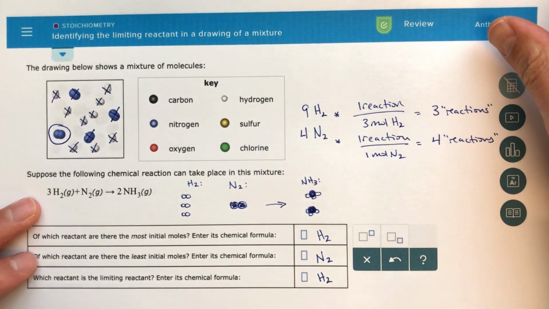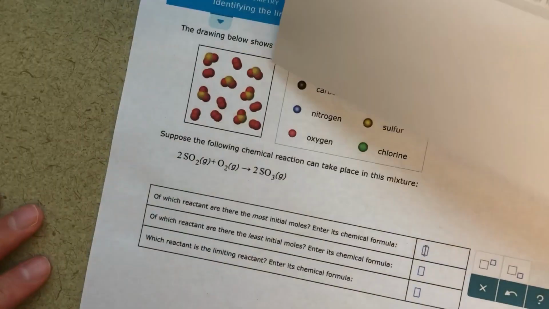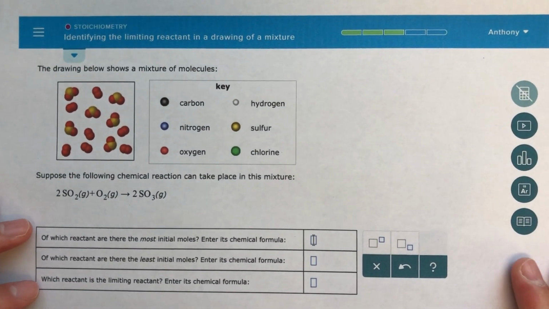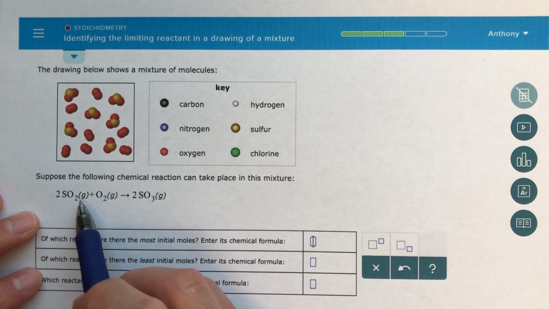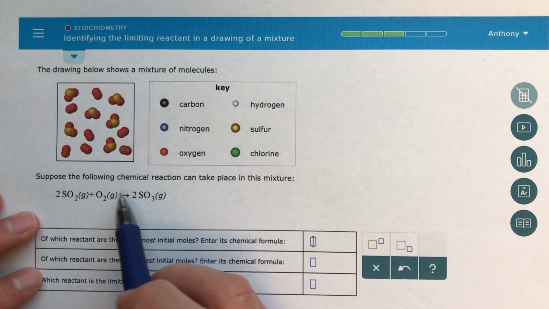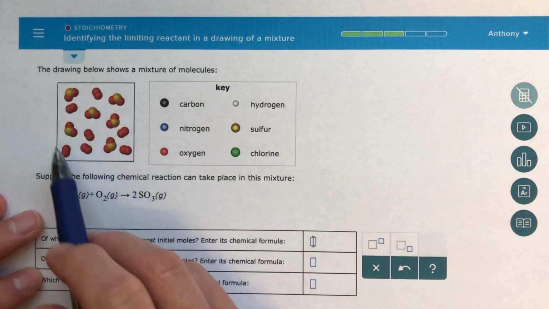Let's do one more example. So in this example, we've got O2 and SO2. So here we've got 2 SO2 plus O2 goes to 2 SO3. So this is my O2 and SO2.